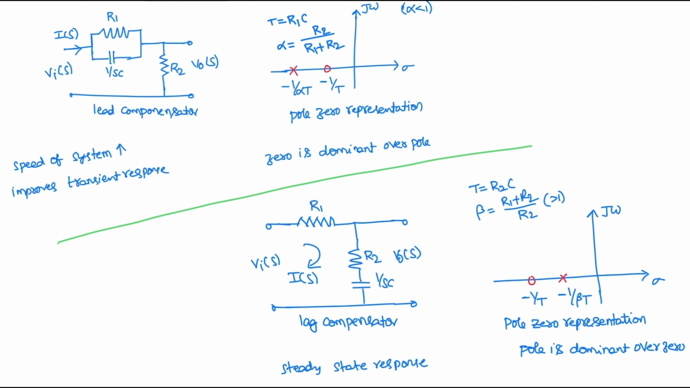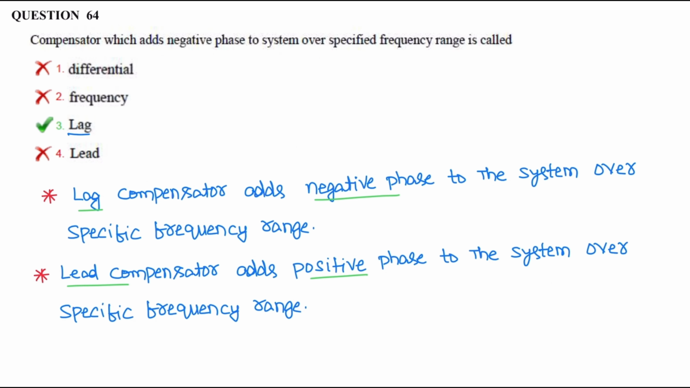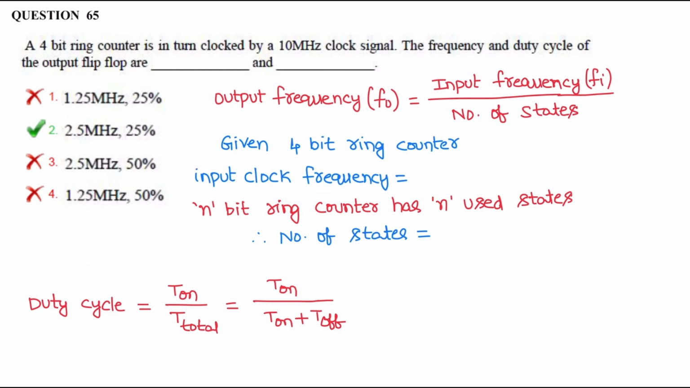In lead compensator, zero is dominant over the pole. Pole is far away from the origin and zero is near to the origin. Whereas in lag compensator, pole is dominant over zero. So this lag compensator is used to improve the steady state response, whereas lead compensator is used to improve the transient response. Here correct answer is option 3.